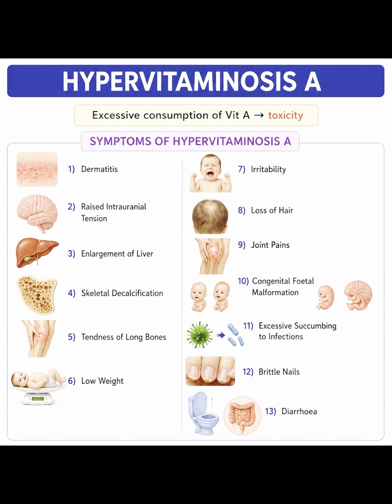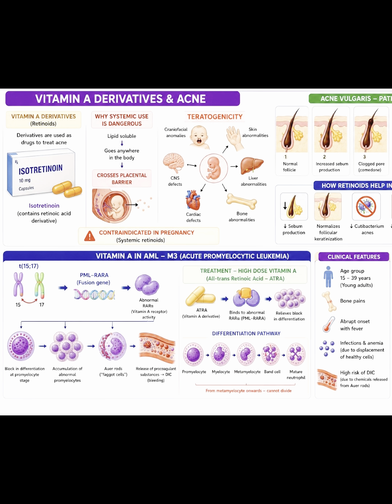Patient can have congenital fetal malformations due to higher intake in case of pregnancy. Patient can present with excessive sweating, brittle nails, and diarrhea. The problem with vitamin A derivatives is that they can cause growth and differentiation and they are lipid soluble, and if taken systemically they can go anywhere in the body.